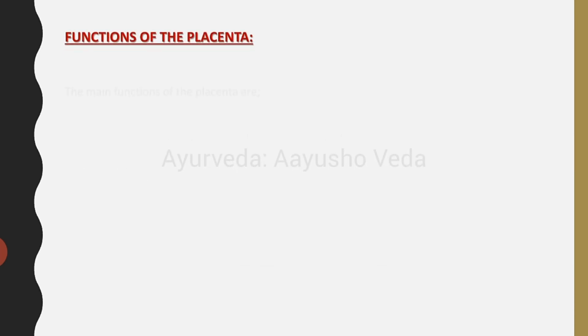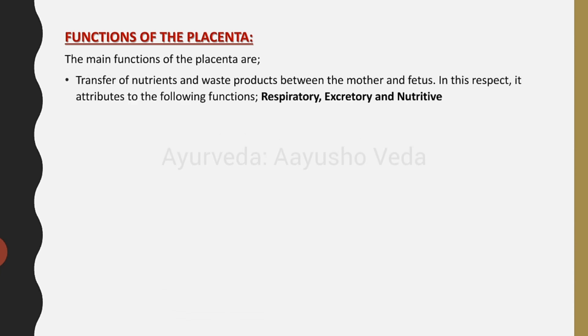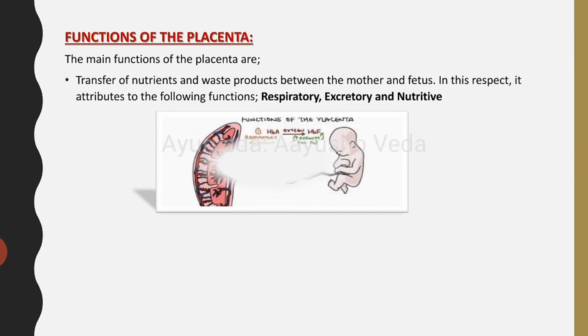Next comes the functions of placenta. What are the functions of the placenta? The main functions of the placenta are transfer of nutrients and waste products between mother and the fetus. In this respect, it attributes to the following functions, that is respiratory function, excretory function and nutritive function.